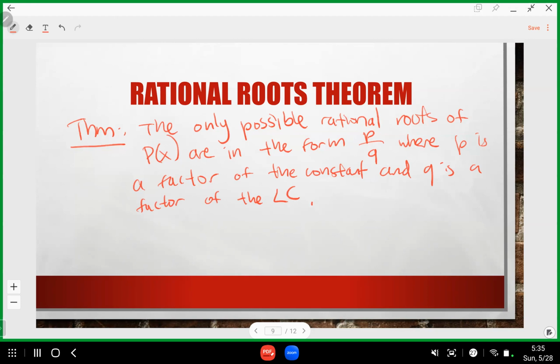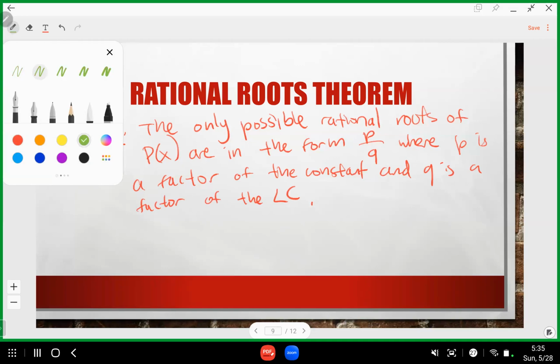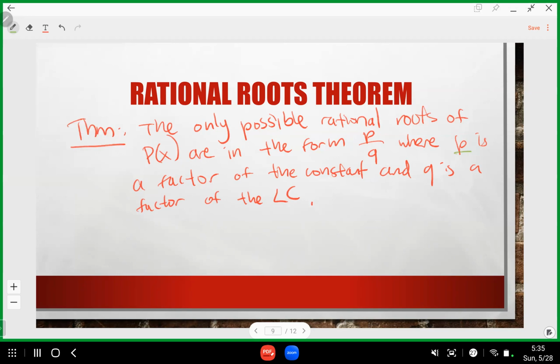So the only possible rational roots of p of x are in the form p over q, where p is a factor of the constant and q is a factor of the leading coefficient. So make sure you got this down. So what does that actually mean?